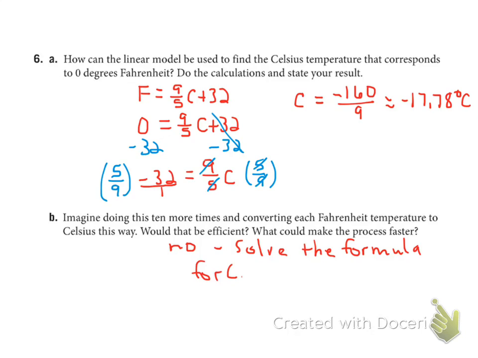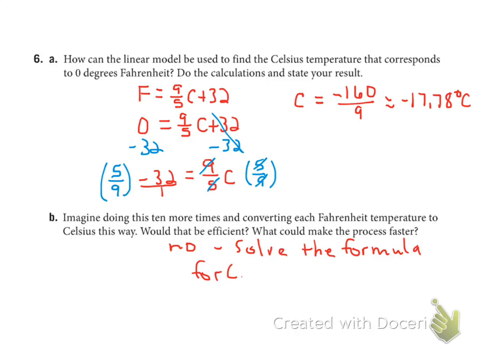Instead, we could solve the equation once in the general case to get a new formula to use in specific cases. To solve the formula for C in the general case, we need to understand how we did so in the specific case. So number 7.